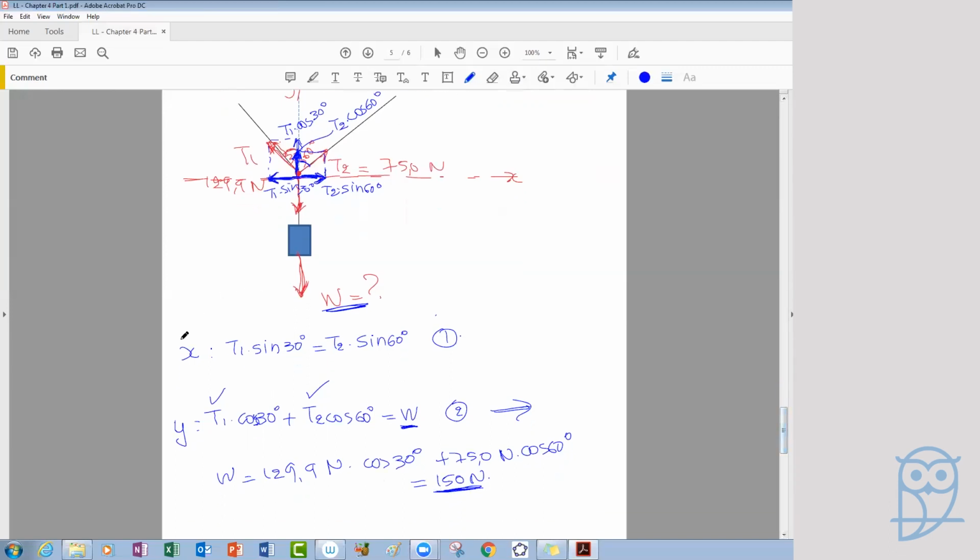You see, once we write those two equations for the x and y axis, this is where the physics ends and the rest is calculations, algebra, nothing special. Anyway, these calculations give us the weight is 150 newtons.